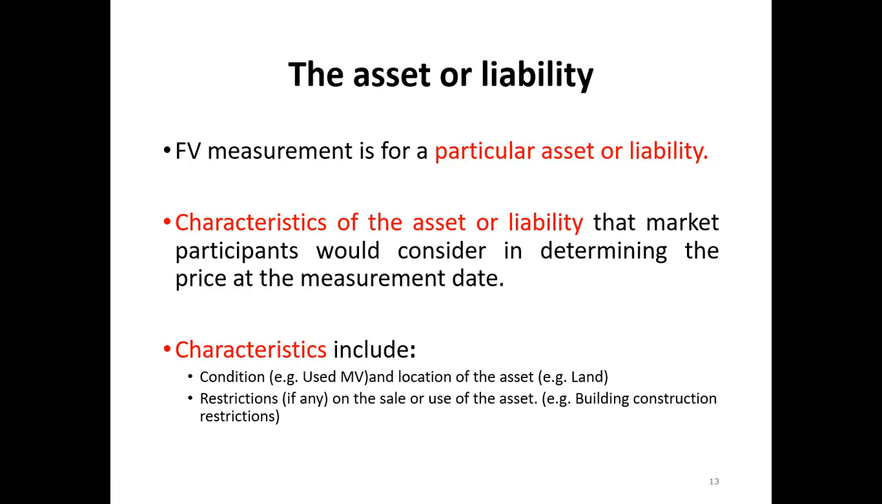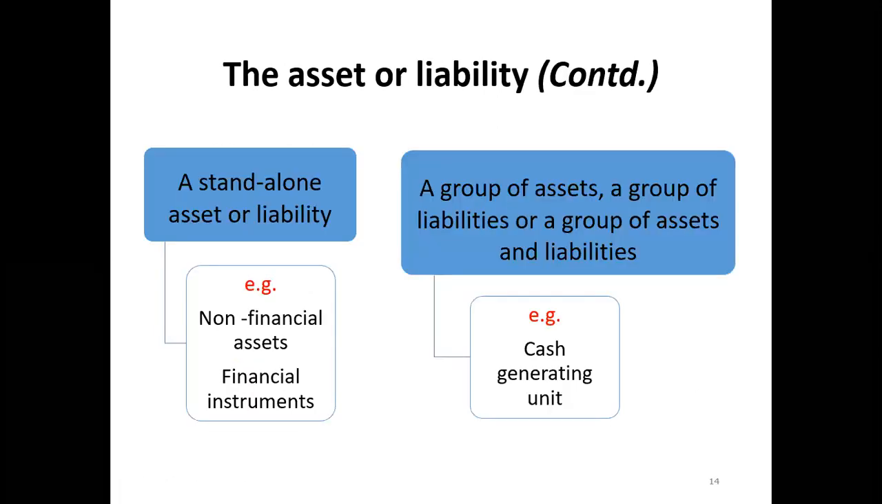Remember, this is important. The characteristic of the underlying asset or liability must be taken into account. As I said, this asset or liability can be a standalone asset, or as I mentioned, it could be a group of assets. So this is what we basically call the unit of account. The unit of account is something that is dictated in the accounting standards. The different accounting standards would dictate what is the subject of measurement and what is the unit of account.